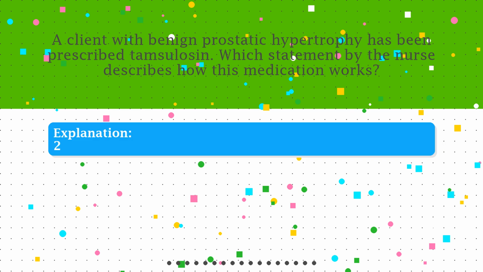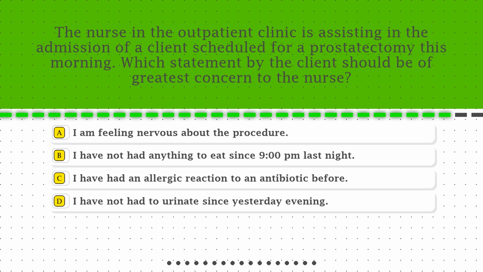Question 10. The nurse in the outpatient clinic is assisting in the admission of a client scheduled for a prostatectomy this morning. Which statement by the client should be of greatest concern to the nurse? Option A. I am feeling nervous about the procedure. Option B. I have not had anything to eat since 9 p.m. last night. Option C. I have had an allergic reaction to an antibiotic before. Option D. I have not had to urinate since yesterday evening.